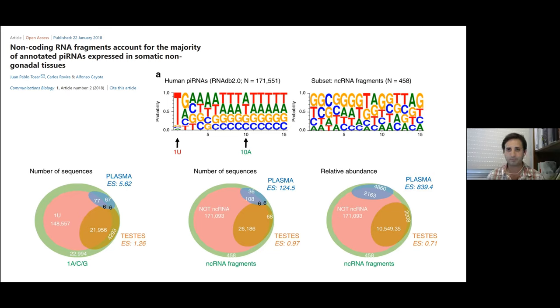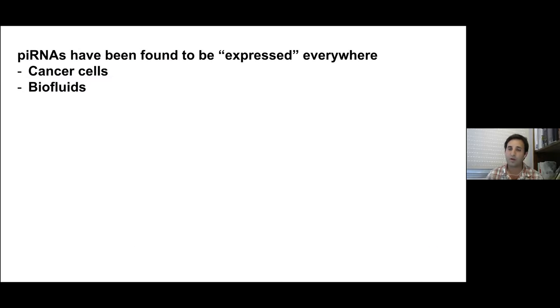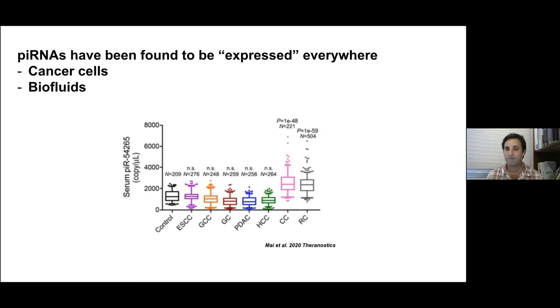In recent years, description of piRNA expression beyond the germline or the gonads has become widespread. piRNAs have been found to be expressed at high levels in cancer cells and in biofluids. But as mentioned, many of these reports are describing fragments of other non-coding RNAs, not necessarily piRNAs. For example, a recent paper has shown elevated levels of piRNA 54265 in the sera of colorectal cancer patients compared to normal donors or patients with other types of cancer. The data is very powerful and compelling.